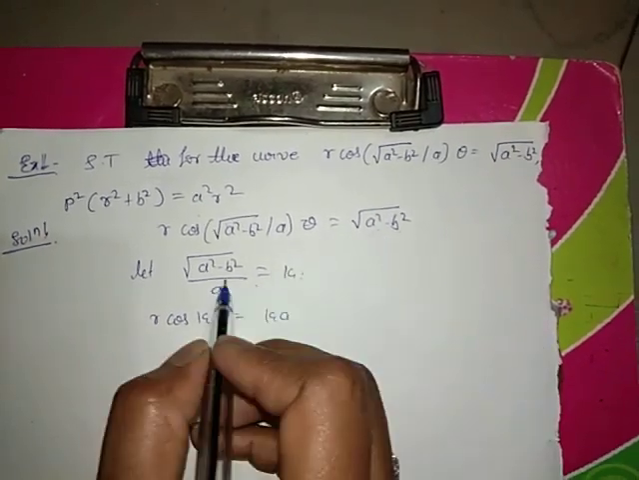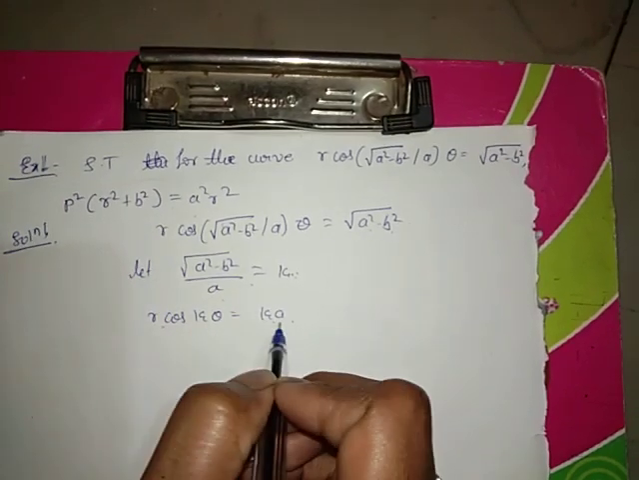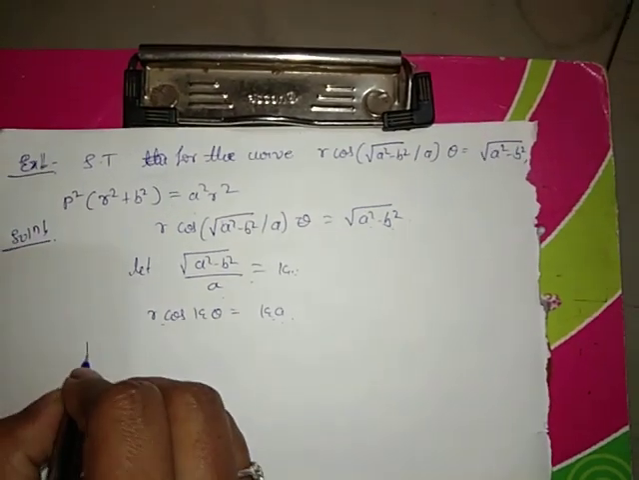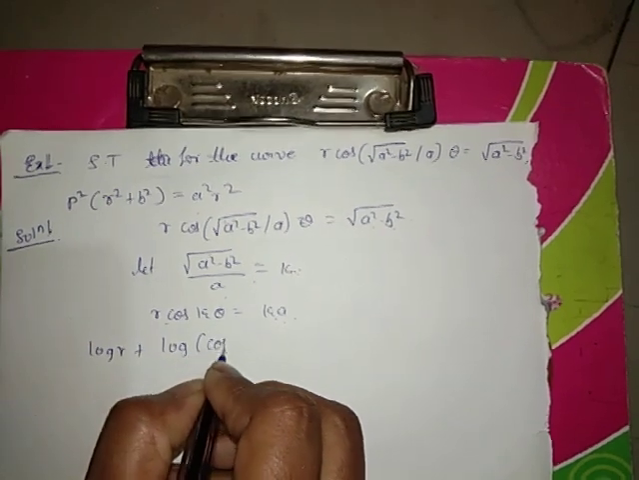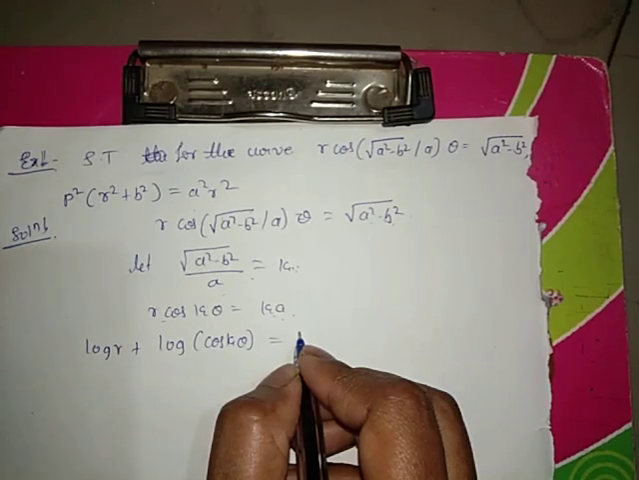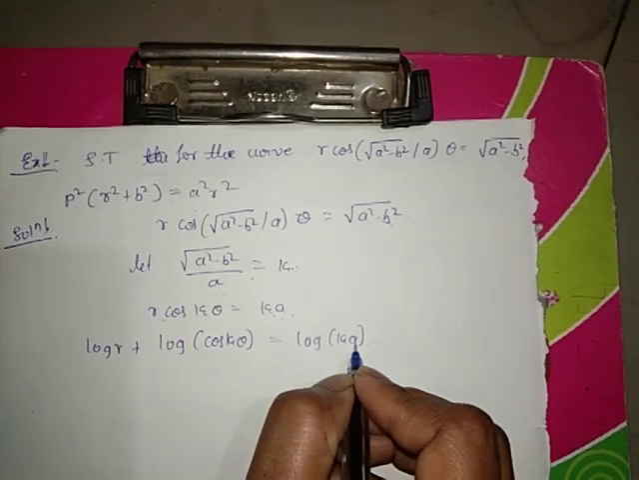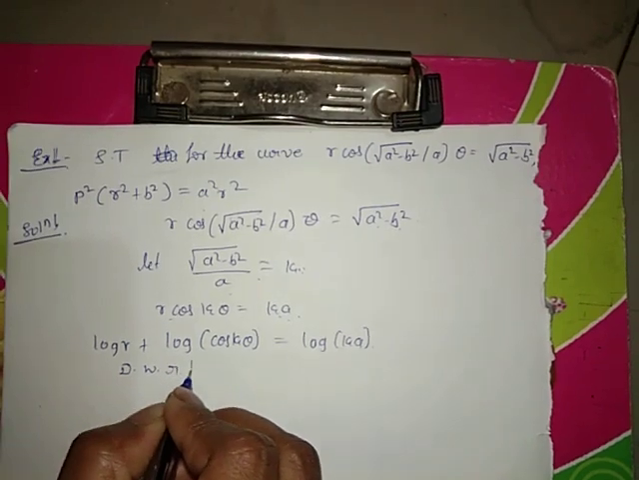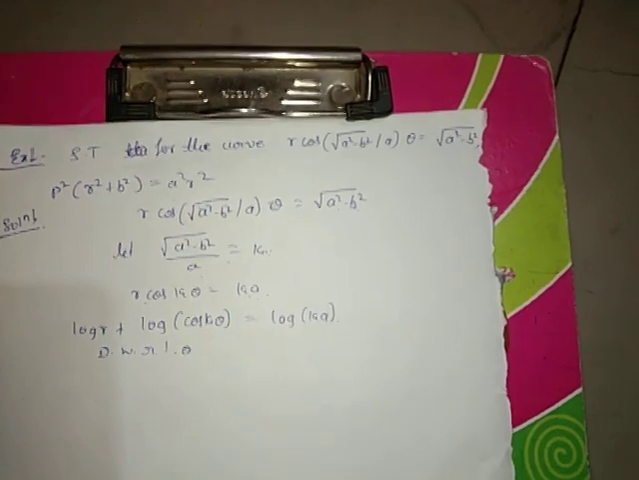The term square root of a square minus b square, sent on to the RHS, gives ka. So r cos k theta equal to ka. Now to simplify this curve, take log on both sides. Then log r plus log of cos k theta equal to log of ka. Here both k and a are constants. So now differentiate with respect to theta.